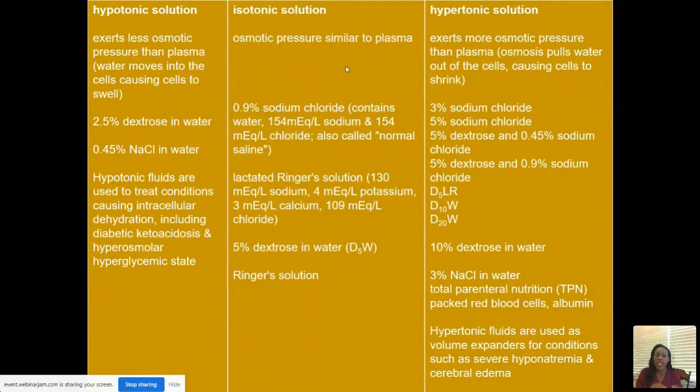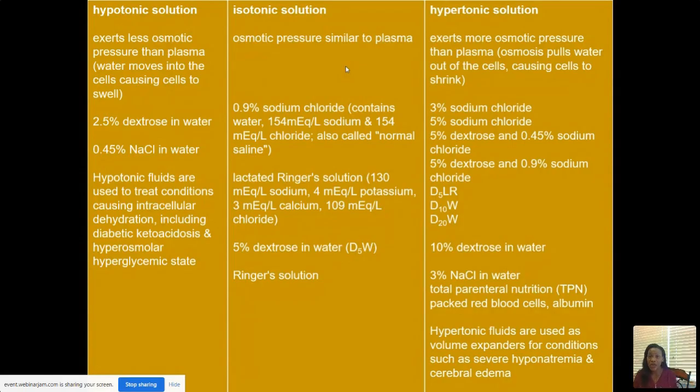Okay. So when we give isotonic, what goes in comes out, it's equal to each other. It doesn't shrink or fatten the cell. When you give iso, when you give sodium chloride, normal saline, lactated Ringer's, D5W, nothing happens to the cell. When you give hypotonic solution, that will fatten the cell. So hypotonic fluids are used to treat conditions that cause intracellular dehydration. Because remember, when you give hypotonic solution, the cell is more concentrated and it's going to get fat. So you want to give hypotonic solution to dehydrated clients.